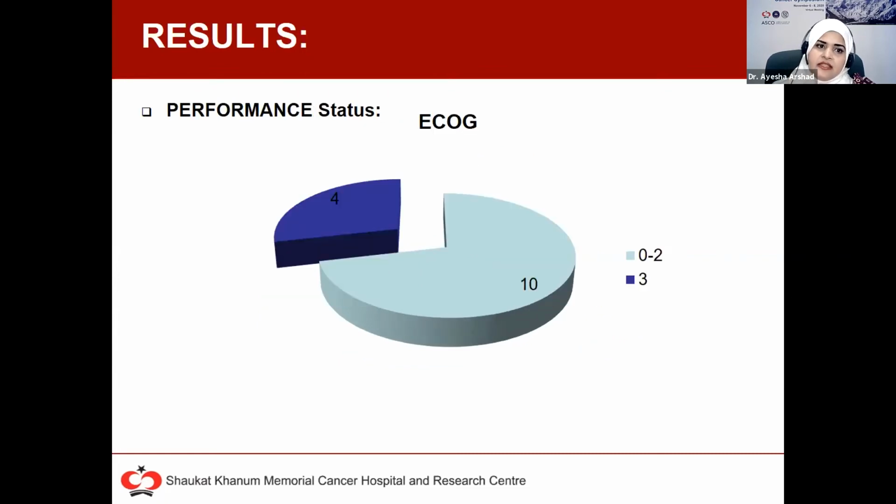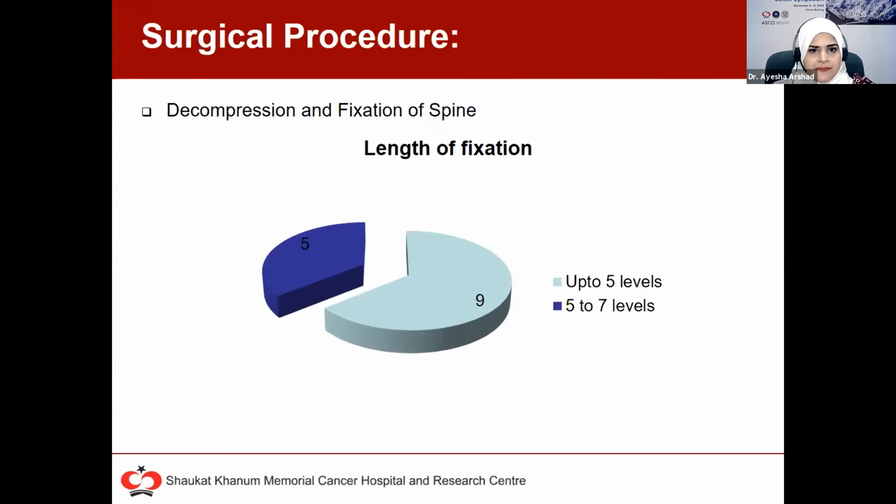As for the third parameter, of course, the performance status of the patients, we can see that about three-quarters of our patients were ambulatory at the time of surgery. Only 4 patients were not ambulatory when they had surgery or when they presented to us with spinal metastasis.